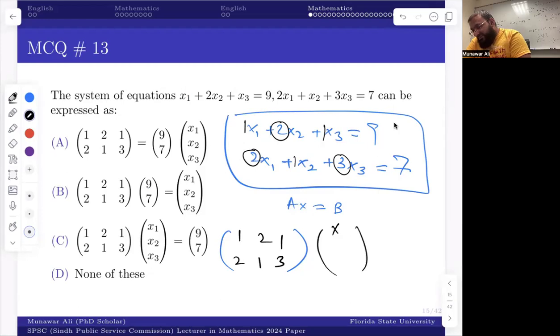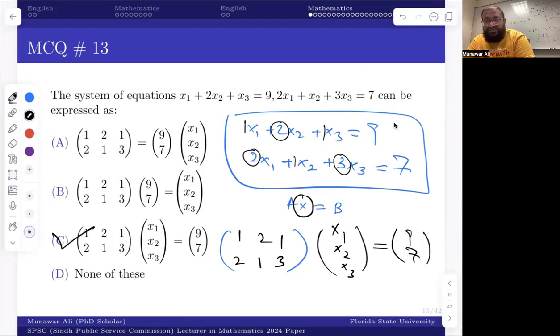Then the variables are x1, x2, x3. This is represented by the X matrix, the matrix of variables, and the right-hand side is the matrix of constants, which is 9, 7. So obviously it should be option C. The variable matrix should be on the right, and the coefficient matrix should be on the left. The other options don't make sense, so option C is correct.